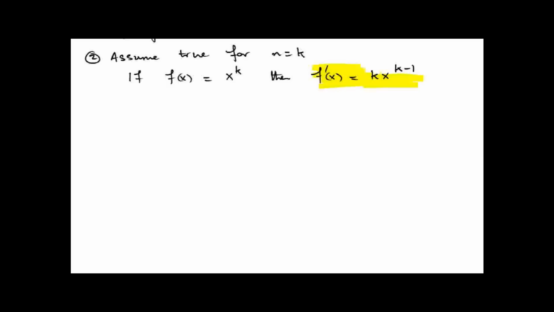So if f of x is equal to x to the power of k, we're now going to assume that f dash x is equal to kx to the power of k minus 1. So the formula works for k. So here's the juicy bit. What do I have to do? Prove true for n equals k plus 1.